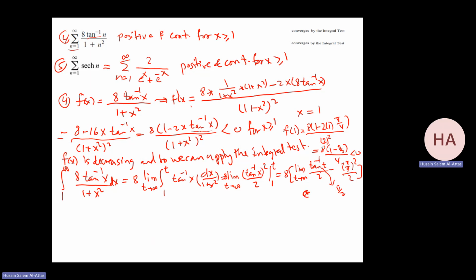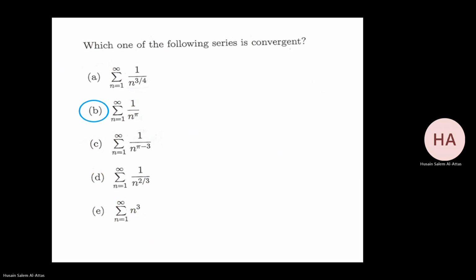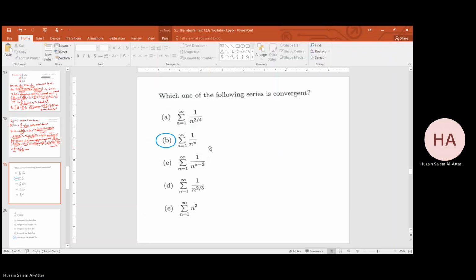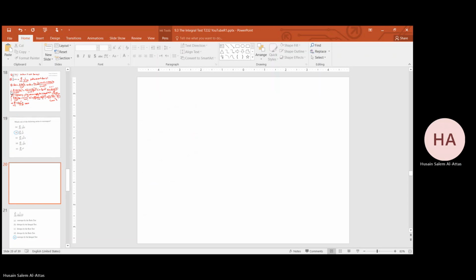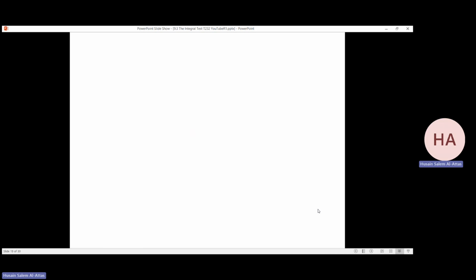So it will converge. What is the value? I don't care. That means it converges. So the series 8 tan inverse of n over 1 plus n squared converges. Let me give more space for the next one.